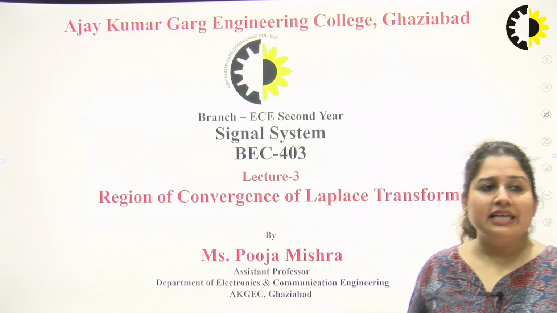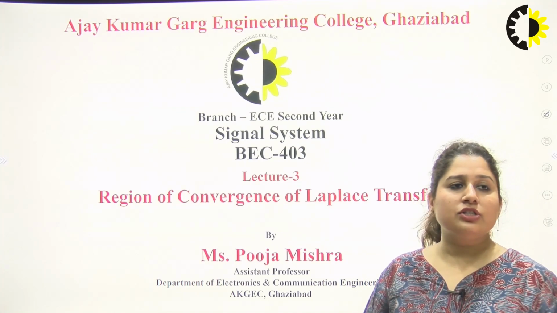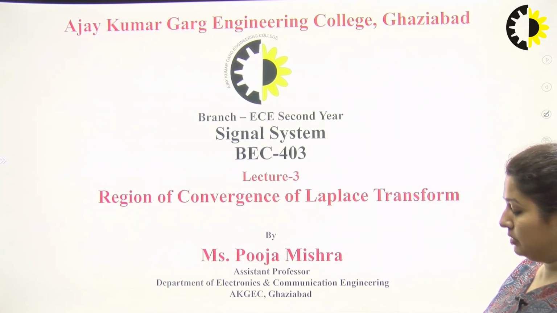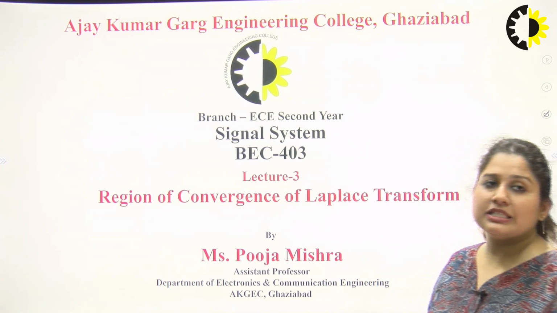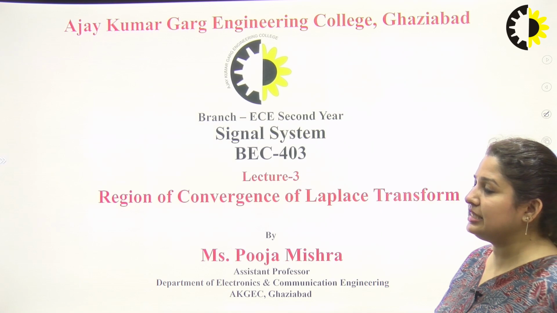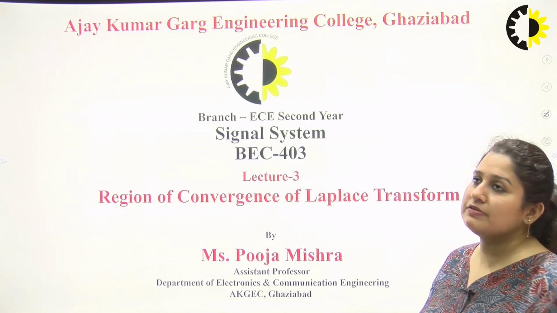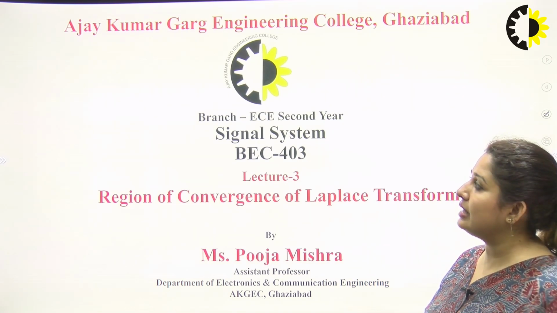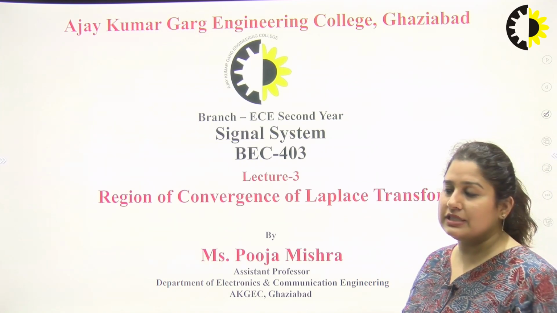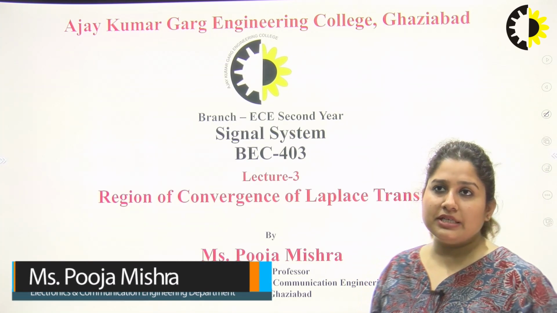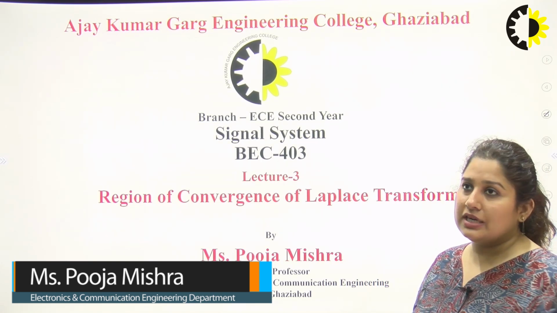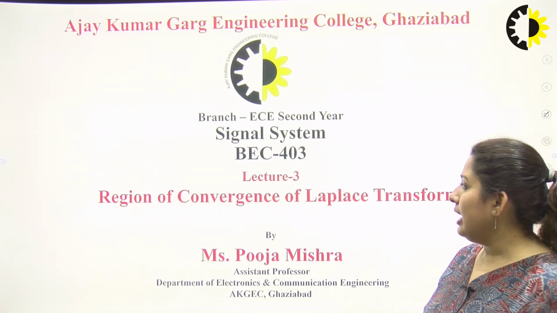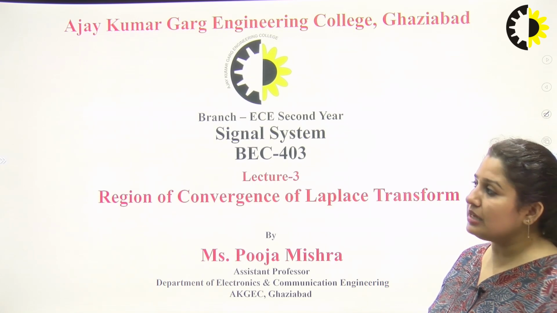So we have our next lecture, that is lecture number 3 for region of convergence of Laplace transform. In the earlier lecture we discussed some basic examples of the Laplace transform, that is e to the power minus at ut, whose Laplace transform comes out to be 1 upon s plus a, and there we defined the region of convergence by taking the denominator equal to 0, taking the poles and drawing those poles on the j omega and sigma axes.